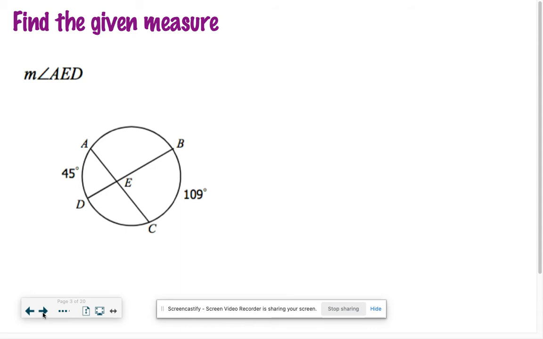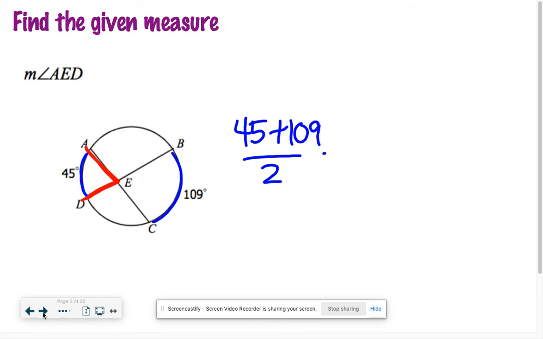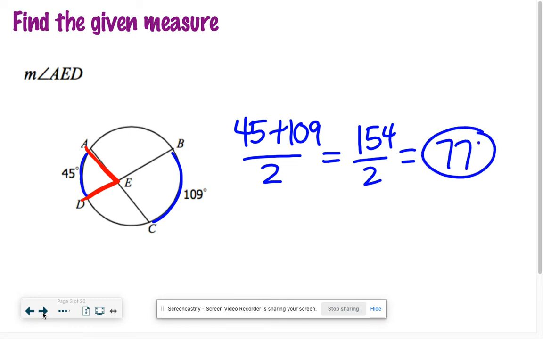We are looking for the measure of angle AED. This little guy right here, right? So remember, you take your intercepted arcs, 45 and 109. Add them together, and then divide by 2. If we add them together, we get 154. Divide that by 2, and we get 77 degrees. And that's it. Like I just said, the math itself is not too hard. It's just calculator work.